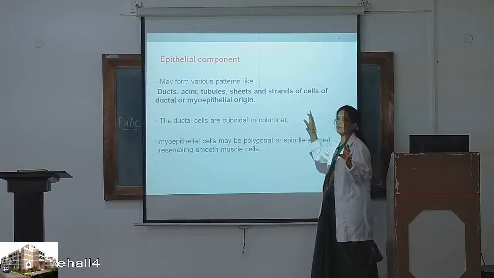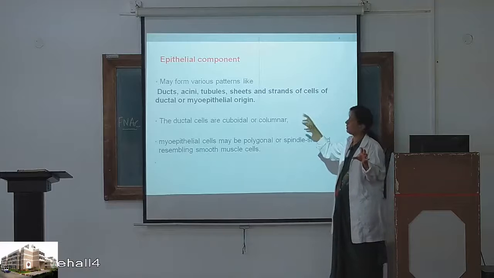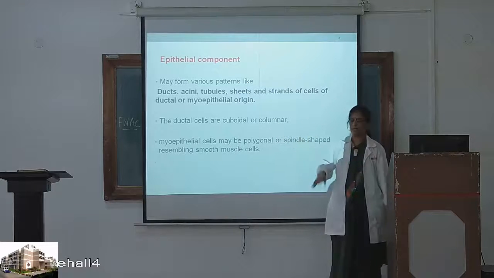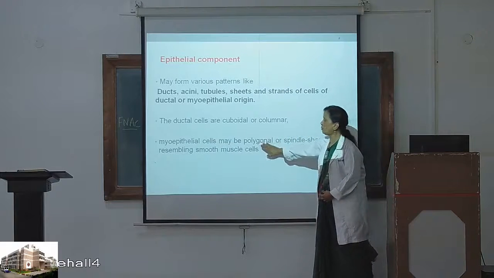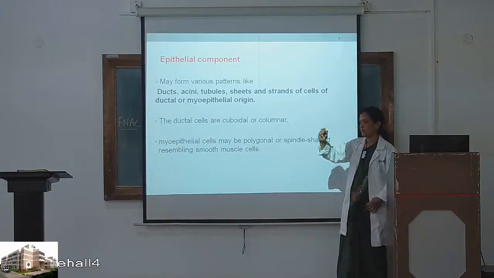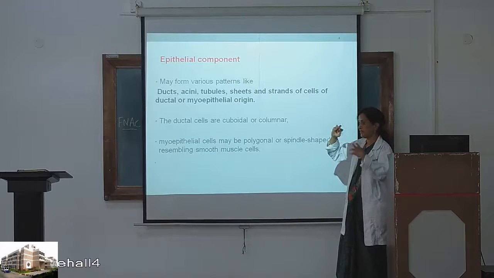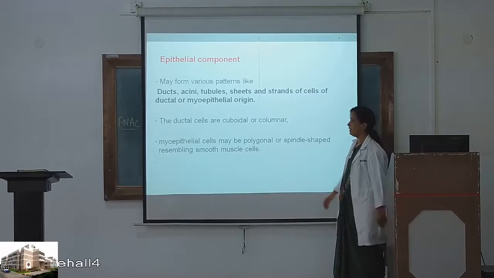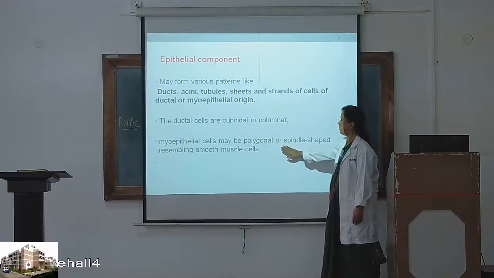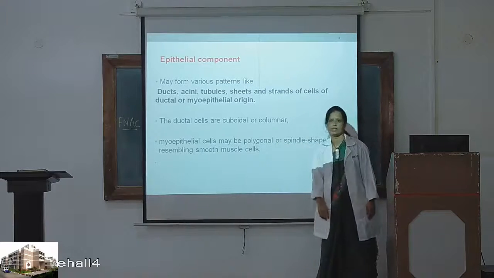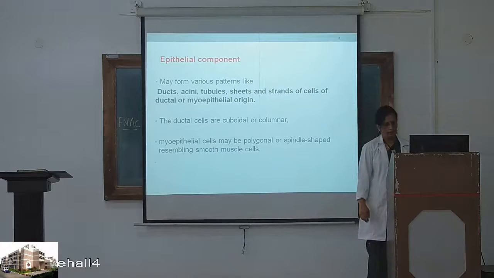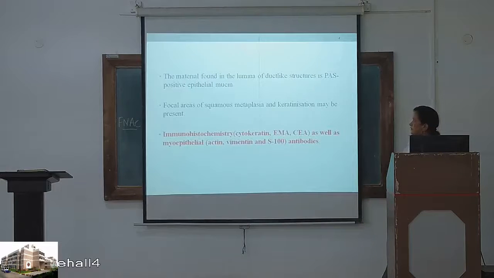And how do these cells look? The cells are cuboidal, columnar, just like the acinar cells. Then myoepithelial cells. I showed you the peripheral cells, which were spindle. So here the myoepithelial cells may be polygonal or spindle shaped, so they may resemble smooth muscle cells.